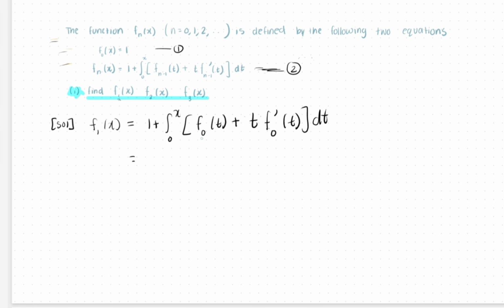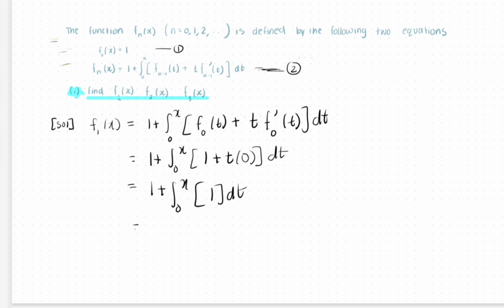Lucky for us, we know the value of f0 of t, which is just 1. So 1 plus the integration from 0 to x of 1 plus t times, well, the derivative of f0 of t is simply 0, right? Because we know f0 of t is 1, and the derivative of 1 is just 0. So times 0 dt. Simplifying this, we get 1 plus the integration from 0 to x of 1 dt. Integrating this, we get 1 plus x. That is the value of f1 of x. So let's just highlight that.